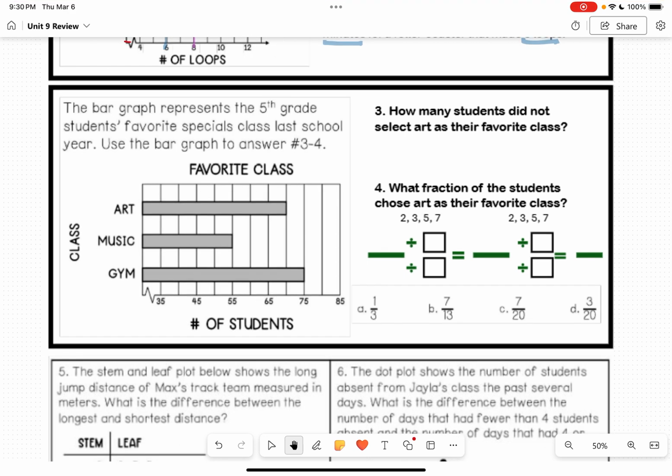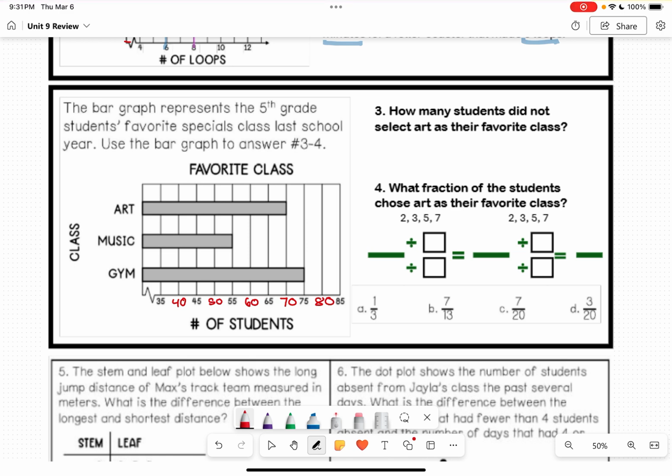Next question. A bar graph represents the 5th grade students' favorite special classes last school year. Use the bar graph to answer questions 3 through 4. So we have 2 questions about this bar graph. So first things first, anytime they give you a bar graph, always label it. So first, I'm going to look at my numbers. It looks like we're counting by 5s because this is 35, blank, 45, blank, 55, and so on. So I think it goes like this: 35, 40, 45, 50, 55, 60, 65, 70, 75, 80.